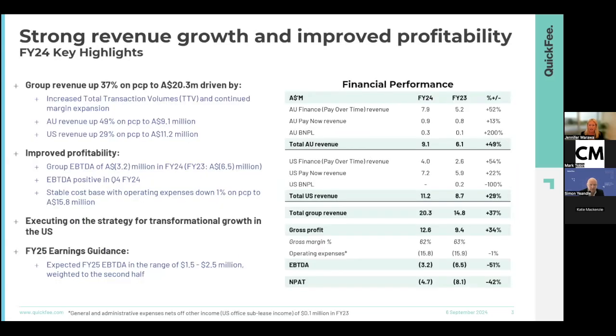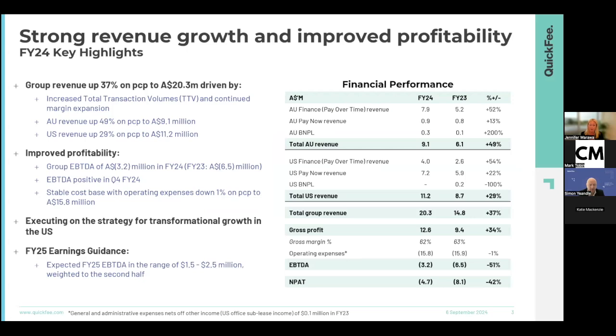To click down another layer on the highlights that I just shared, group revenue was up 37% on PCP to 20.3 million Australian, driven by increased total transaction volumes, or TTV, and continued margin expansion. AU revenue was up 49% on PCP to 9.1 million Australian, and US revenue up 29% on PCP to 11.2 million Australian. As previously called out, we've improved our profitability, delivering group EBITDA of negative 3.2 million Australian in FY24, and we were EBITDA positive in Q4 of FY24. We have a stable cost base with operating expenses down 1% on PCP to 15.8 million Australian.